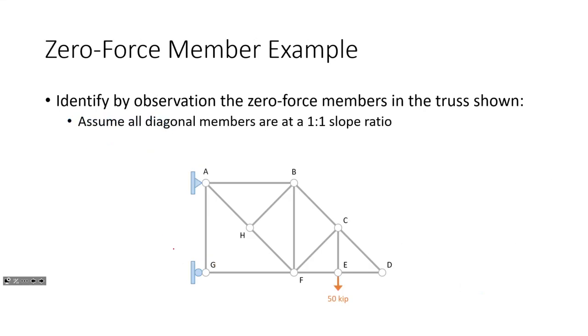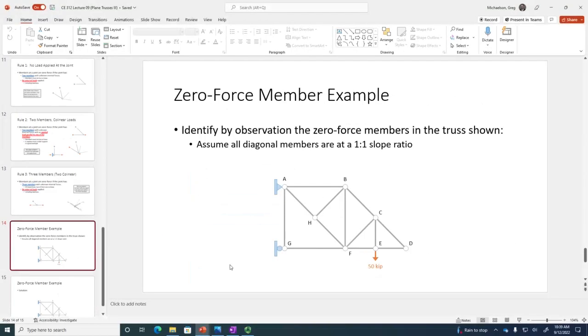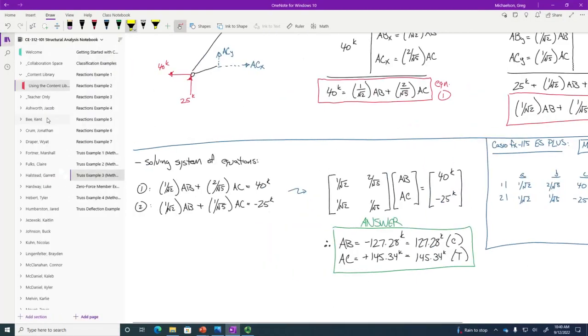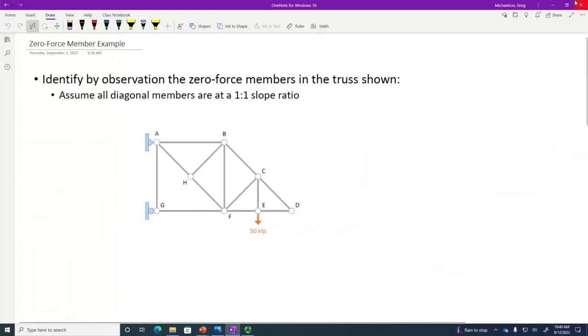Let's look at this. Okay, and I think I put this here in the notebook. Now, to be clear, I've actually given you the answer to this one, but I kind of want to take some time and investigate this. So we're going to identify by observation the zero force members in this truss. And I will grant you, this is a weird truss. But I just want you to see how much determination we can make without doing a single calculation. Now, I will tell you, there are 5 zero force members in this truss. Okay? Now, the best way of identifying a zero force member is to do this on a joint-by-joint basis.